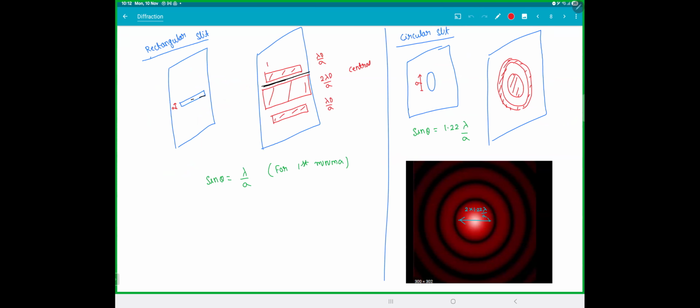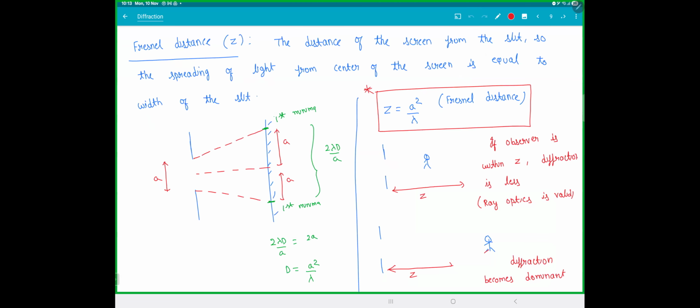This is how the shape will look for a circular slit and a rectangular slit. For rectangular slits, you get rectangular slabs. For a circular slit, you get these rings. The last one is called Fresnel distance. So what is Fresnel distance? It is the distance of the screen from the slit so that the spreading of light from the center of the screen is equal to the width of the slit.